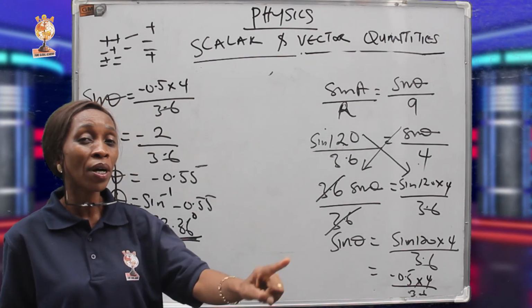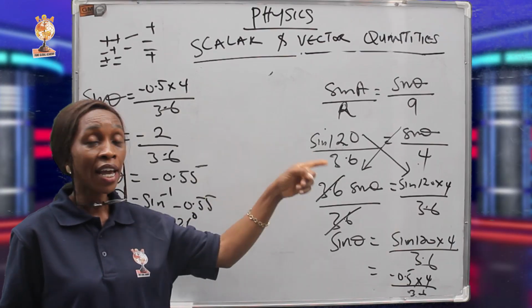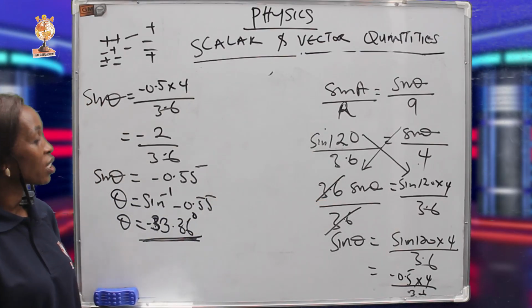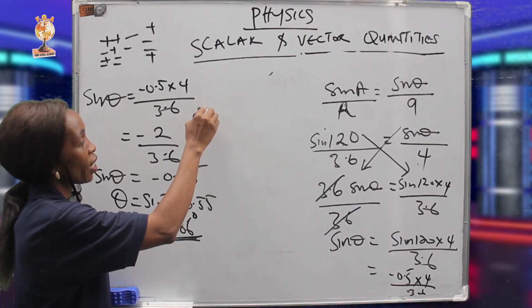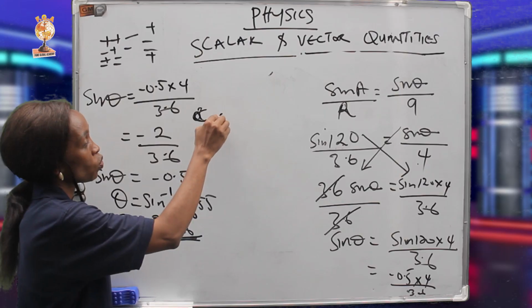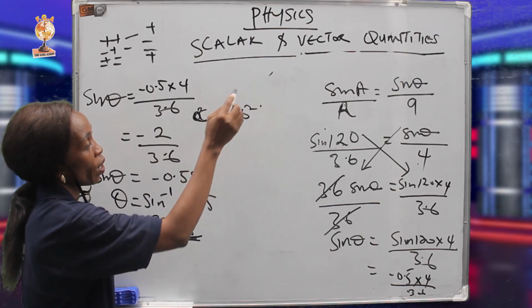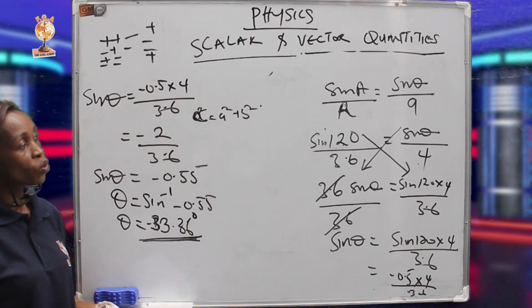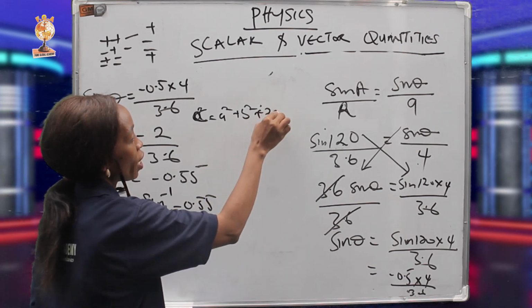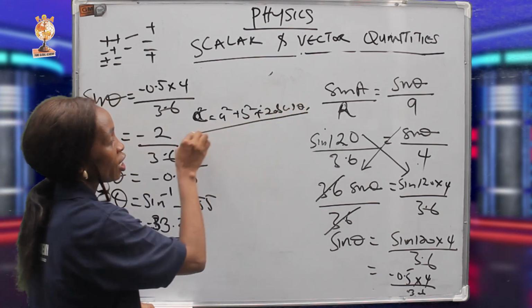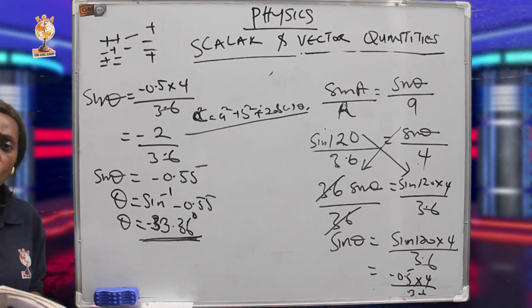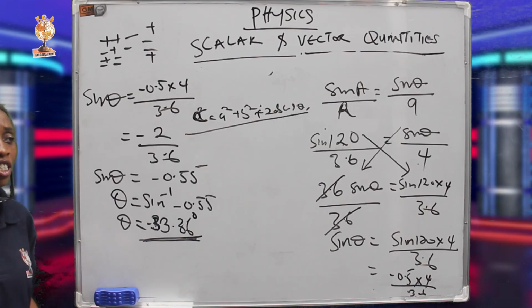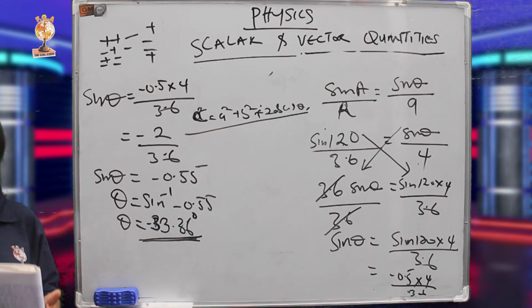You are still going to use the pattern. Are you still using the cosine rule? That is the cosine rule, which is, let's say, c squared is equal to a squared plus b squared plus 2ab cos theta. This becomes the cosine rule to get your resultant when the angle is above 90 degrees or less than. If it's an acute or an obtuse angle, I use the cosine rule.